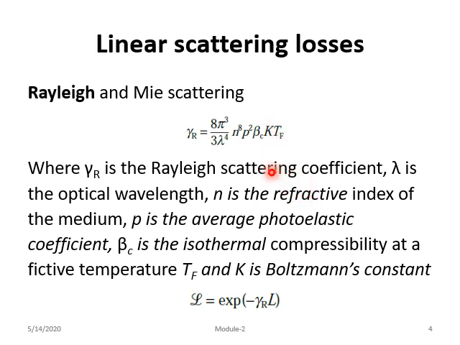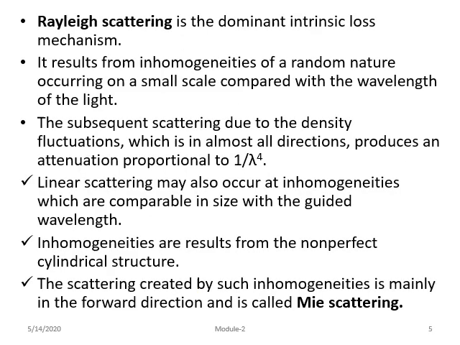So Rayleigh scattering is always proportional to 1 by lambda to the power 4. That is the scattering coefficient term which we consider under linear scattering losses. The explanation with respect to Rayleigh scattering, and also Mie scattering, is mentioned here.